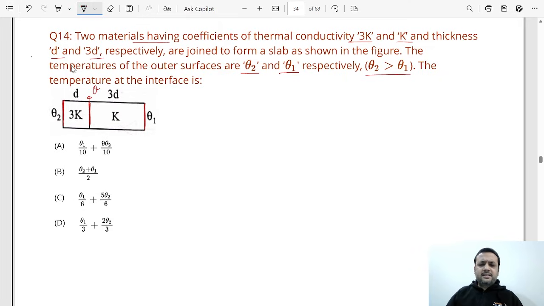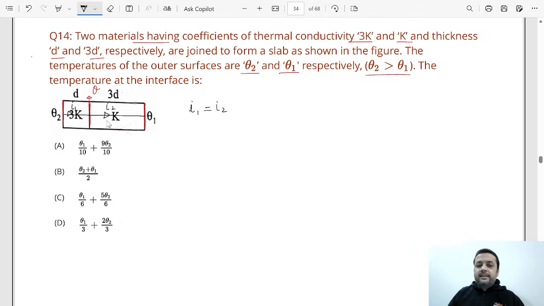Now clearly you can see if theta 2 is more than theta 1, that means heat will flow from theta 2 till theta 1. So heat will flow in this direction. Okay. Clearly we can say that the heat that is flowing from theta 2 till theta will be the same heat that will flow from theta till theta 1. So basically I1 is equal to I2, where I1 is the heat current in the first slab and I2 is the heat current in the second slab.